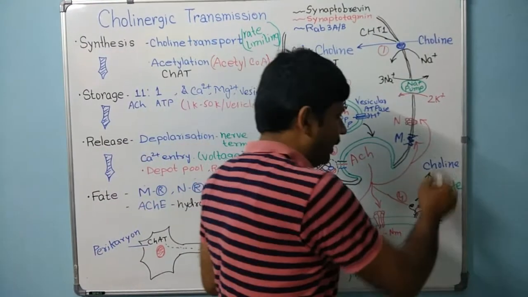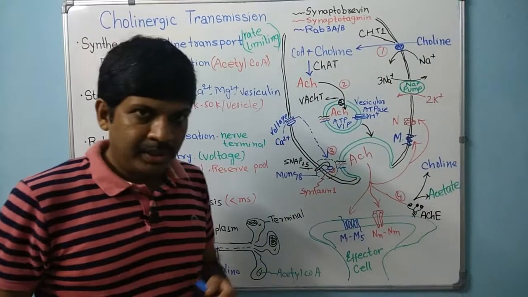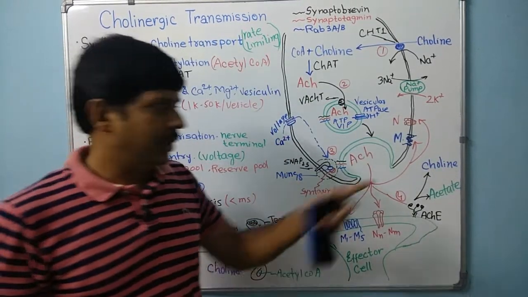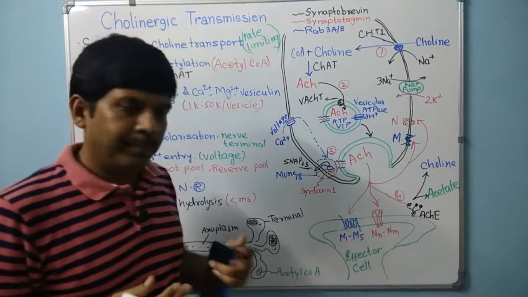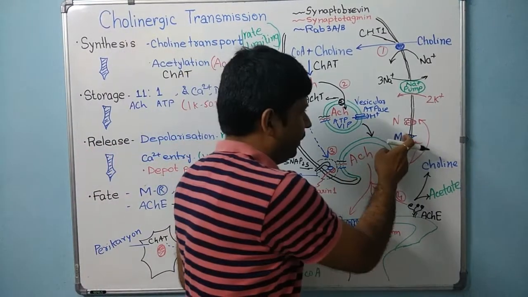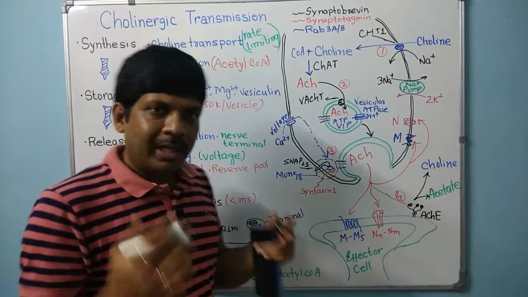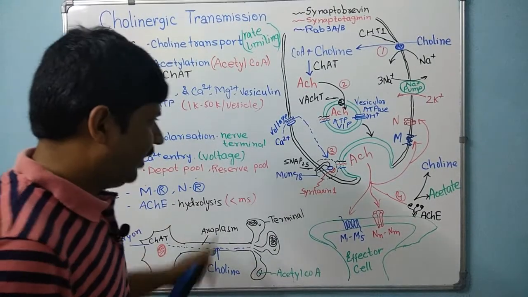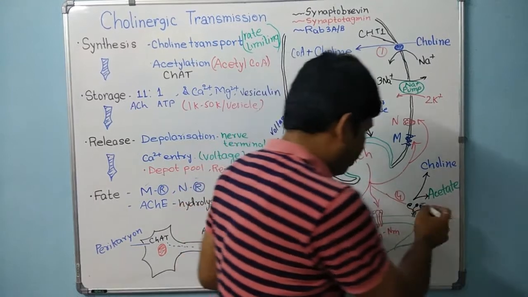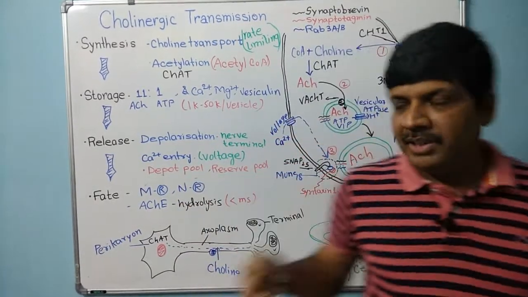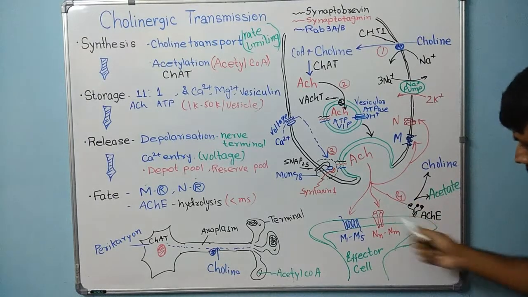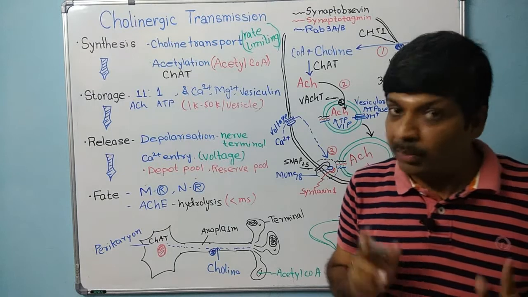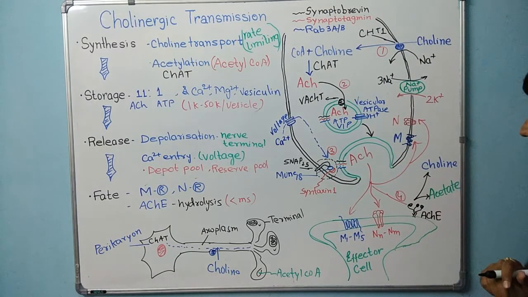or it will be degraded by the enzyme acetylcholinesterase to choline and acetate. This choline can be taken up. Or otherwise, it will go and bind to the presynaptic autoreceptors M1 and M2. There can be many muscarinic receptors depending upon the location. The M2 receptor helps in the inhibition of the release. So either it will go and bind to the receptor, or it will be degraded, or it will bind to the presynaptic receptor. The hydrolysis or degradation of acetylcholine by acetylcholinesterase takes less than a millisecond. Important thing to remember.